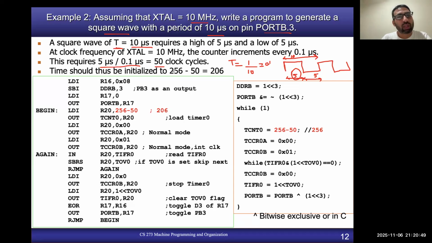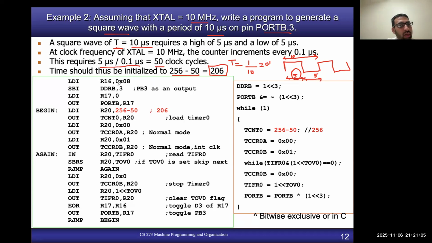So what value do you need to put in the register? Simply 256 minus 50, which is 206. So you need to put 206 in the TCNT0 register, right? And everything else is almost the same as in the previous example.